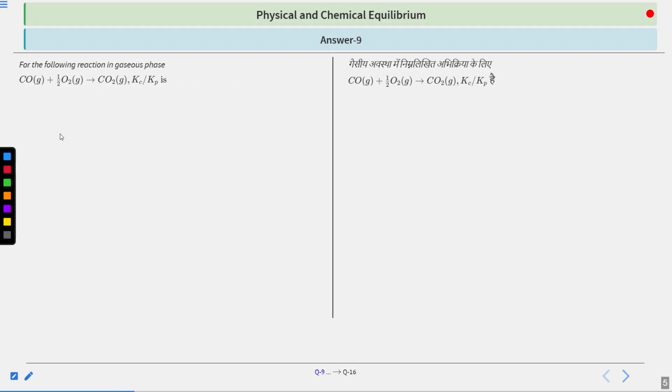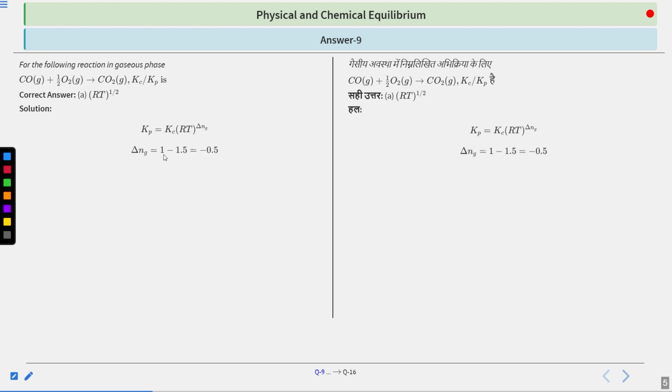So in this question, basically you are given a gaseous phase reaction in which carbon dioxide is being formed by the oxidation of carbon monoxide. The equation is already balanced, you don't need to balance it. Now you have to say what is the ratio of Kc to Kp. So the correct answer is A, RT raised to the power 1 by 2. We know the relation between the equilibrium constant for pressure and concentration, and it is Kp is equal to Kc RT raised to the power delta Ng.